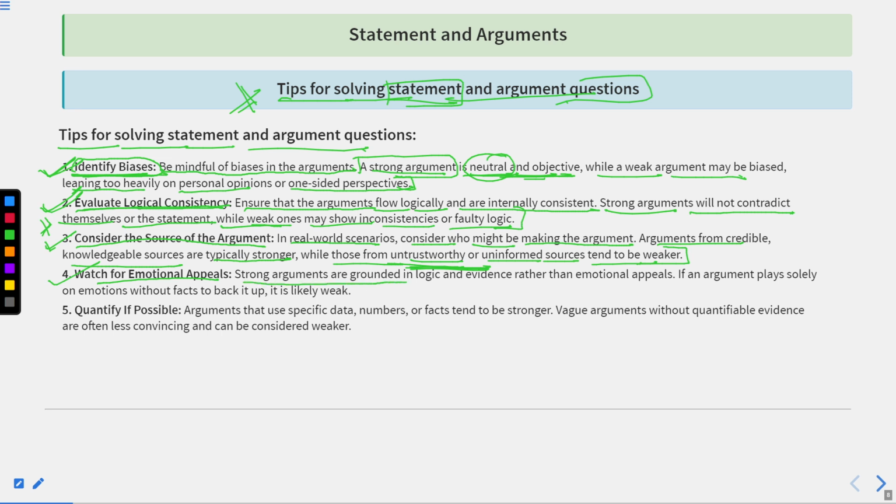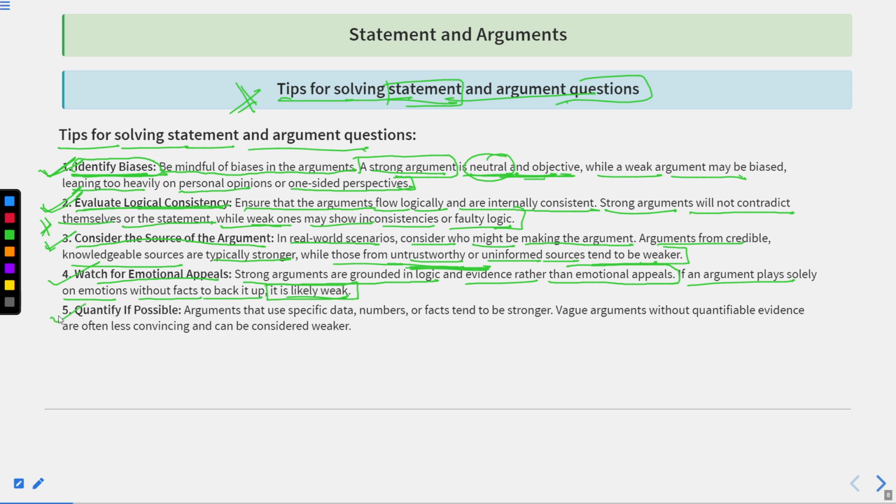Strong arguments are grounded in logic and evidence rather than emotional appeals. If an argument plays solely on emotion without facts to back it up, it is likely weak. So any emotional appeal made in an argument, where the reader is able to figure out that it is based on an emotional connect with the statement, cannot be considered a strong argument. It has to be rejected.